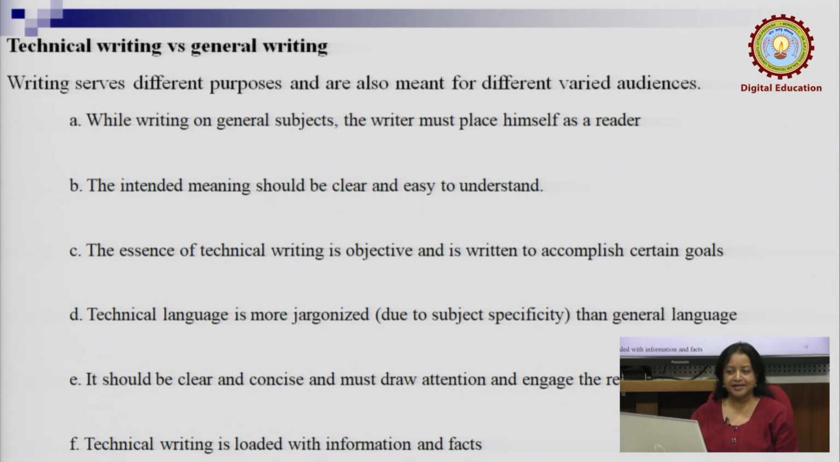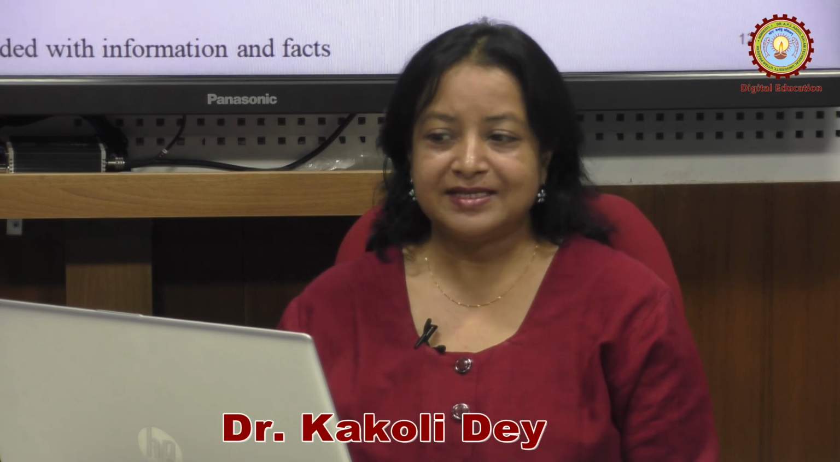On the other hand, technical writing is a form of writing that is seen more than any other type of writing, with people not even realizing the fact. The essence of technical writing is that it is objective and is written to accomplish certain goals. Examples include the instruction manual of a mobile phone.